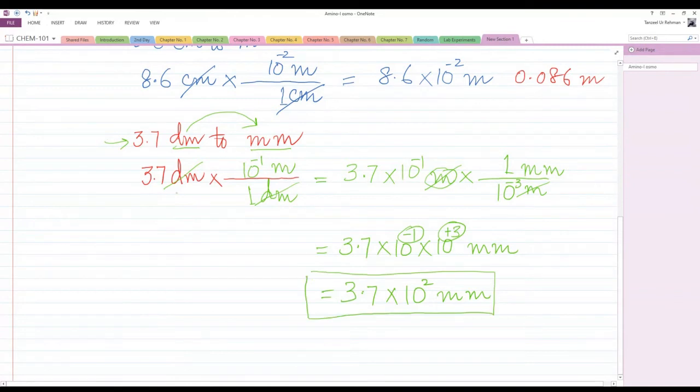Now any question? So you have changed decimeter to millimeter. Please, doctor, one more example. Okay, sure. Why not?